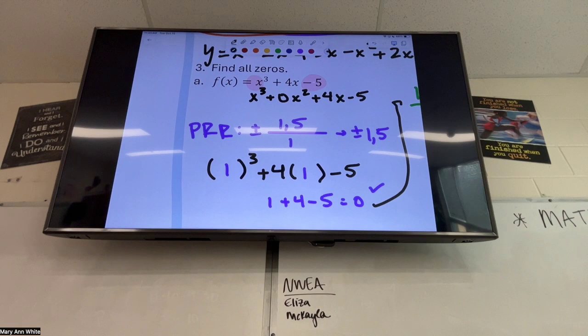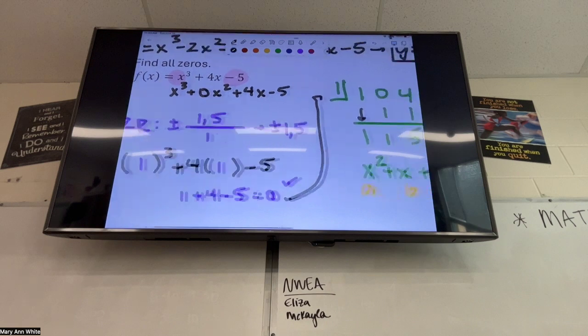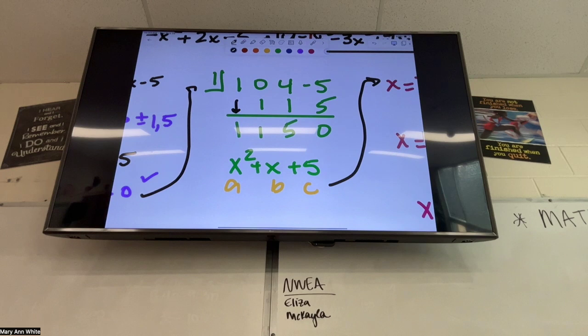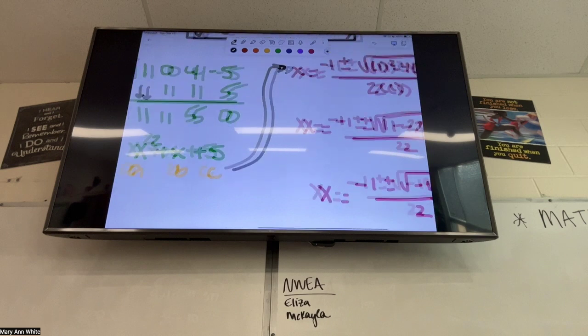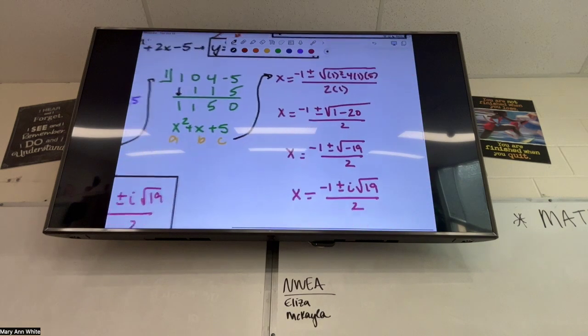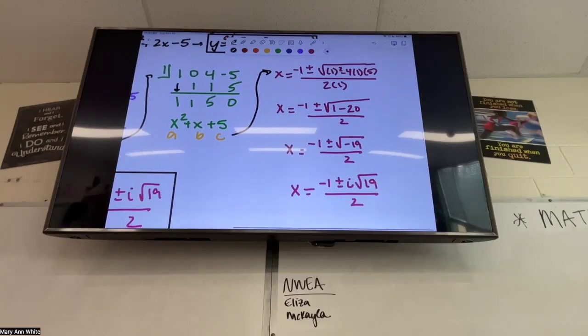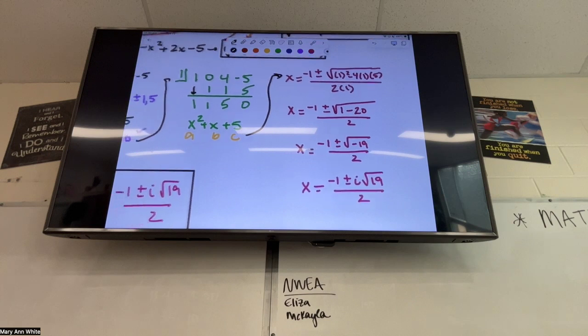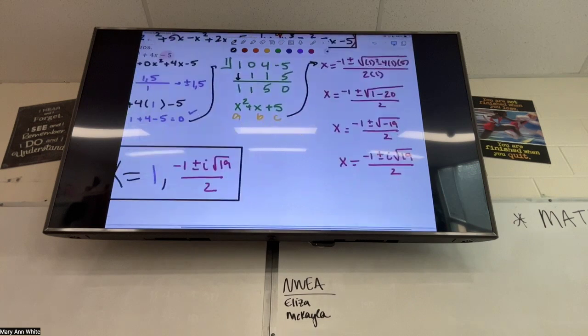Remember, first thing you do is your PRRs, and then you check to see what works. Then we do our synthetic division and get my new factor. And then I try and factor or use the quadratic formula again. The only real difference from 2.4 is we're now getting imaginary numbers. So I used the quadratic formula and got a kind of funky answer with an i, and that's okay. So that is all my work all together.